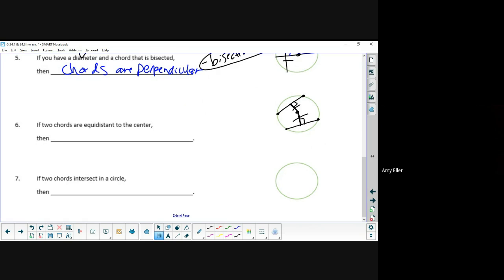If I have two chords that are equidistant from the center, then the chords are congruent. We know how to draw chords are congruent. This chord is equal to this chord. I put a double mark because I've already used a single mark. I try to make it large. I don't want people to think that this little piece equals that little piece, and that's why I highlight the whole thing and make it large.